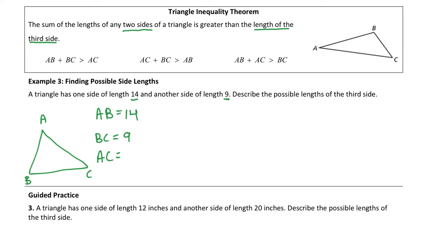So the possibilities are this third side could be basically two extremes. It could be the longest side or it could be the shortest side of this triangle, all right? So if AC were the longest side, it would have to be less than the sum of the other two sides.